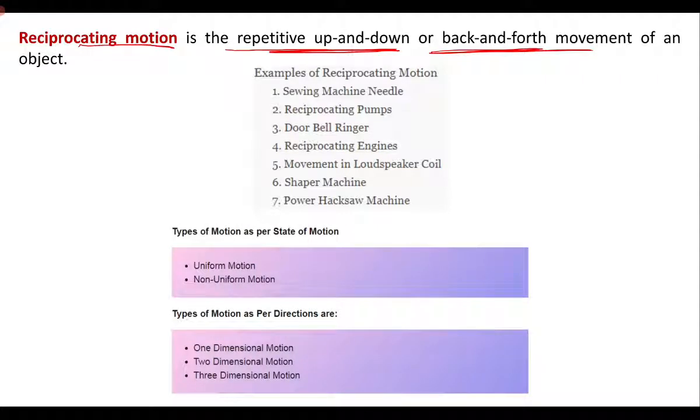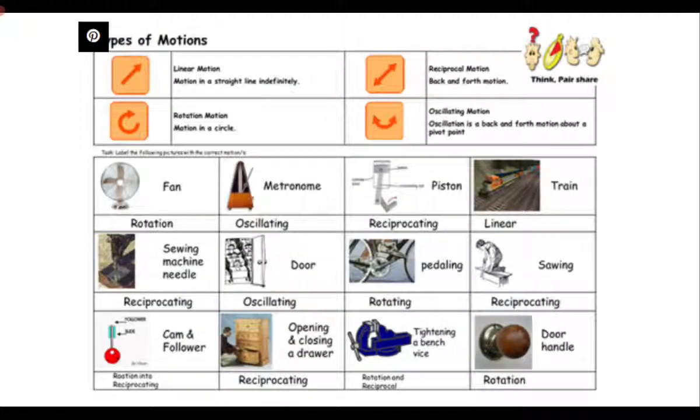Other types of motion are uniform motion and non-uniform motion, and as per the direction we can have one dimensional motion, two dimensional motion and three dimensional motion. Uniform means constant and non-uniform means not constant. This picture shows the types of motion. One is called linear motion. This symbol is showing linear motion. After that, reciprocating motion. This to and fro motion is nothing but reciprocating motion. Rotational motion like this. After that, oscillating motion like this.